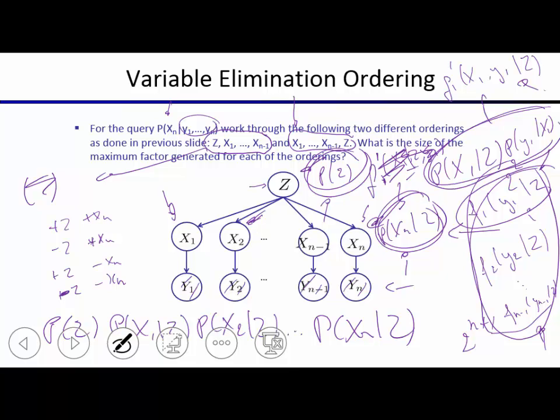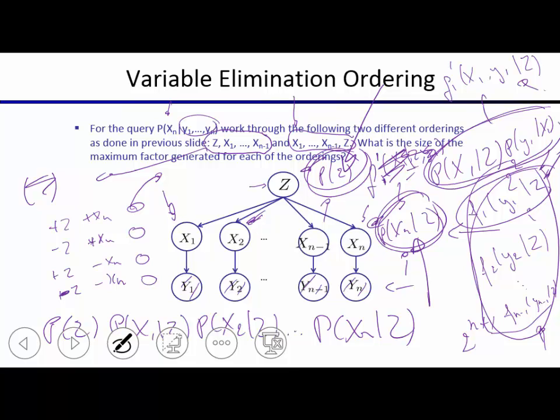Yes? Can you explain the last step again, how you got from the factors f1 to fn to the probability of xn given y1 to yn? Okay, so after you have computed these entries here, where each of these entries will be computed as the product of this one here, and all of these, their corresponding entries, right?